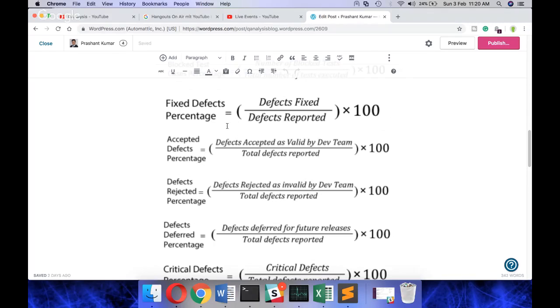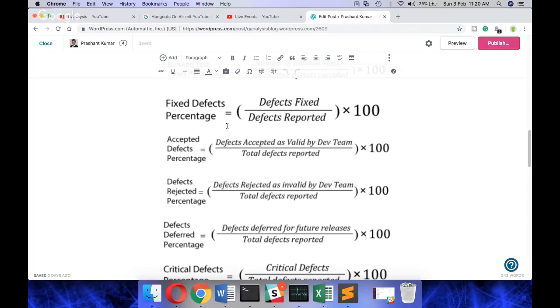It will bring a bad name, or give a bad idea about the testing team's knowledge, may it be domain knowledge or technical knowledge. So there should always be a focus on decreasing the defect rejected percentage. This number should always be minimal, and the accepted defect percentage should always be high.